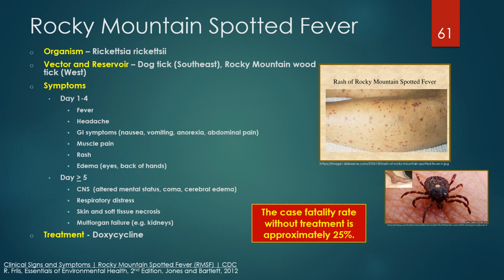Within the first 4 days of infection, symptoms include fever, headache, gastrointestinal symptoms, nausea, vomiting, anorexia, abdominal pain, muscle pain, rash, and edema around the eyes and back of the hands. After day 5, symptoms may include altered mental status, coma, cerebral edema, respiratory distress, skin and soft tissue necrosis, and multi-organ failure, for example, kidney failure. Treatment is with doxycycline. The case fatality rate without treatment is approximately 25%.